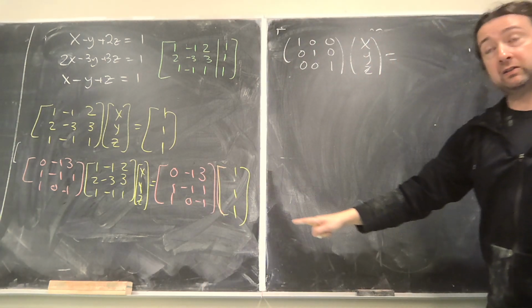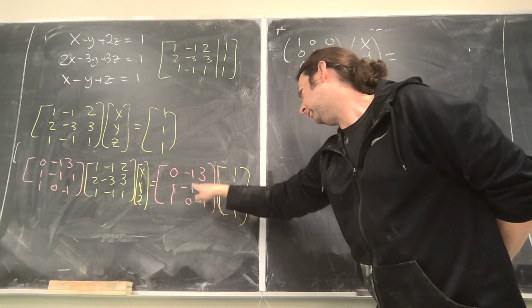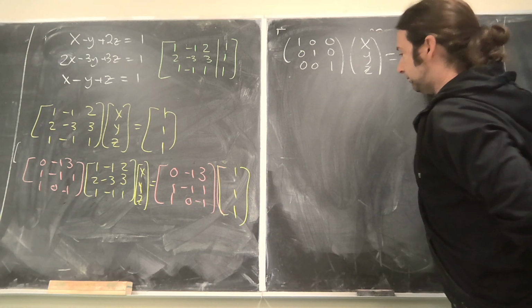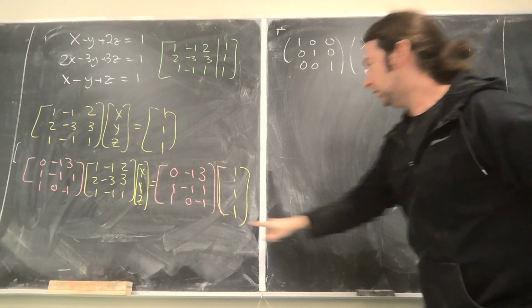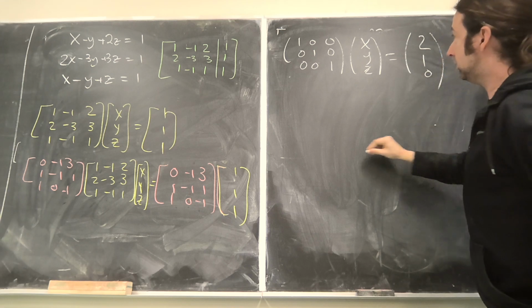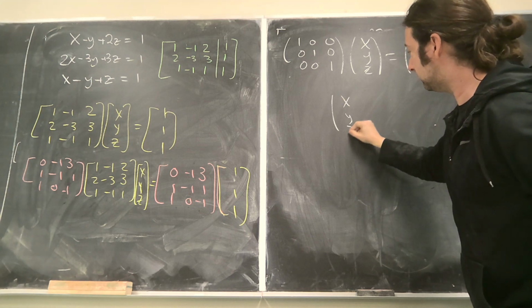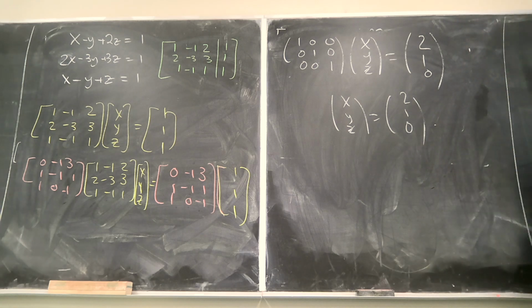And on the right-hand side, that's pretty easy to compute. So 0 plus negative 1 plus 3 is 2. And 1 minus 1 plus 1 is 1. And 1 plus 0 minus 1 is 0. And so x, y, z is equal to 2, 1, 0. If I had the inverse, it's very easy for me to solve the equation with matrix multiplication instead of row reduction.